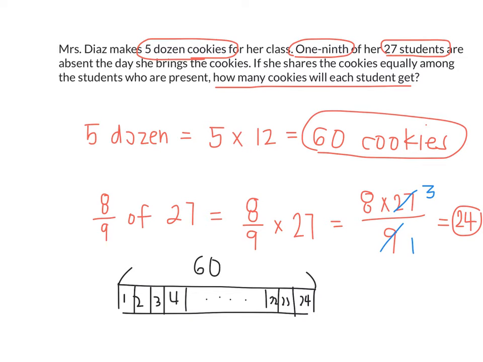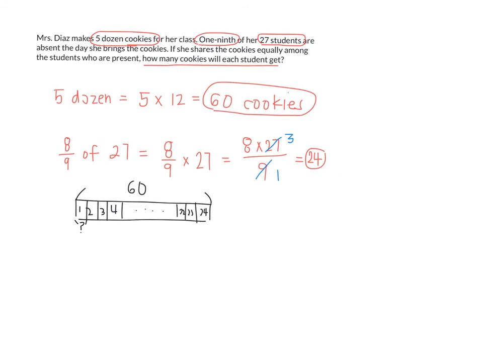Okay, so I can see that I have 60, but I need to share it into 24 units. And I want to find out how much one student will get. So what math equation could I do to do that? 60 divided by 24. Good, 60 divided by 24.